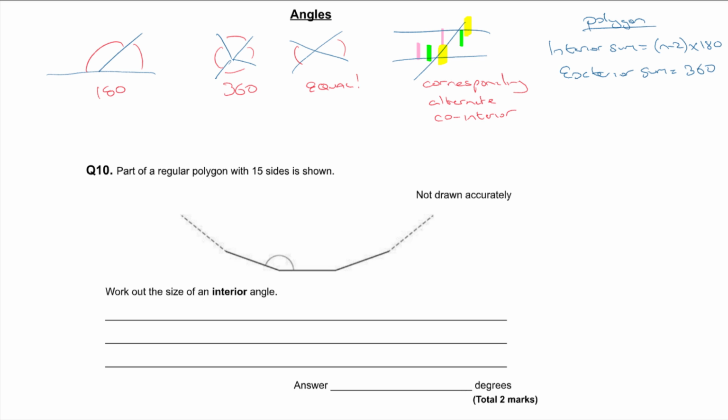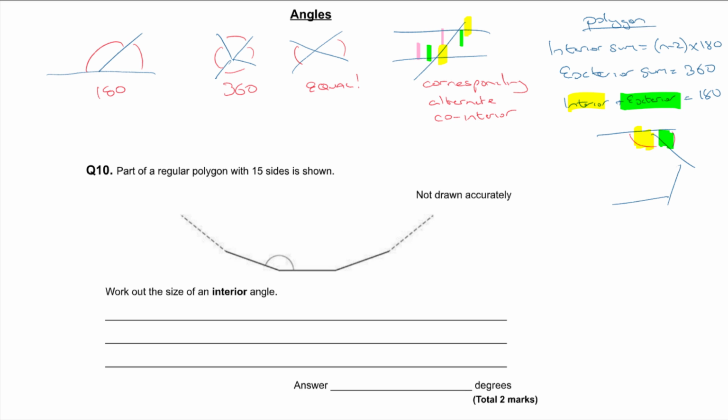And you need to remember that interior plus exterior equals 180, doesn't it? Because they lie on a straight line each time. So that one and that one, that's the interior, that's the exterior one. So interior is that one there, and exterior is that one there. If you add them together, you always get a straight line.